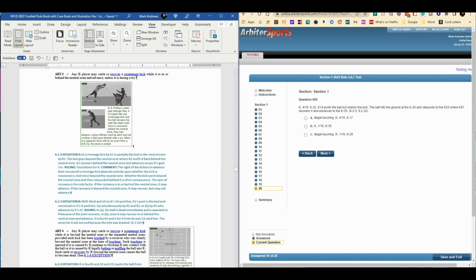Okay, last question. Yay. K 4th and 10 at the K22. K14 punts the ball but shanks the kick. The ball hits the ground at the K25. So it's beyond the K22, right? And rebounds to the K20, where K51 recovers it and advances to the K35.